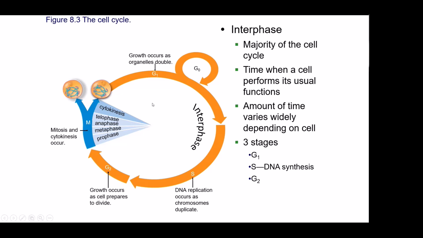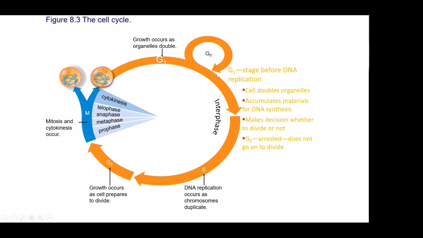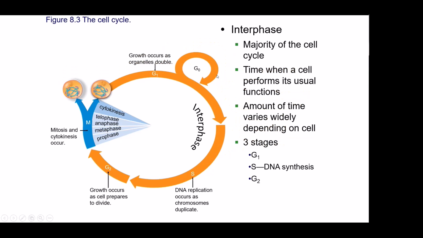There are some cells like muscle cells and neurons that spend almost their entire lives in interphase, and we think about why that is. So what happens during interphase? There are 3 different components: the G1 stage, the S stage, and then the G2 stage. Those are the 3 components of interphase.